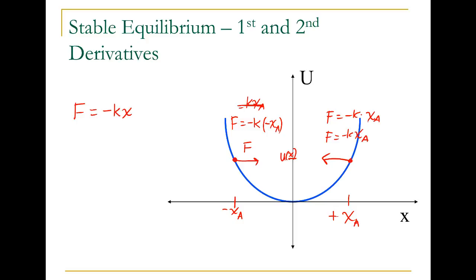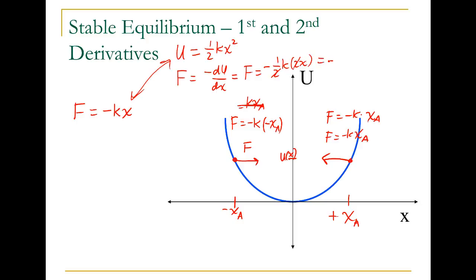Okay? And if we think about this, F equals negative kx corresponds with U equals 1/2 kx squared. And now you can see how these are related. This is the function U equals a constant times x squared. It's just a parabola. And if I note that F is negative dU/dx, that means that F is going to be negative 1/2 k times 2x, which is negative kx. So that's where this is coming from, okay?